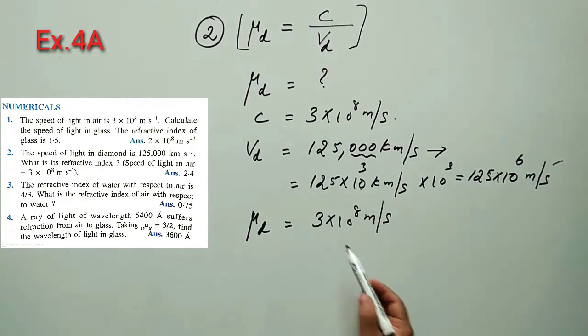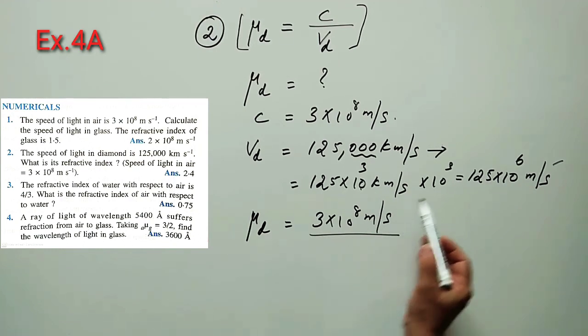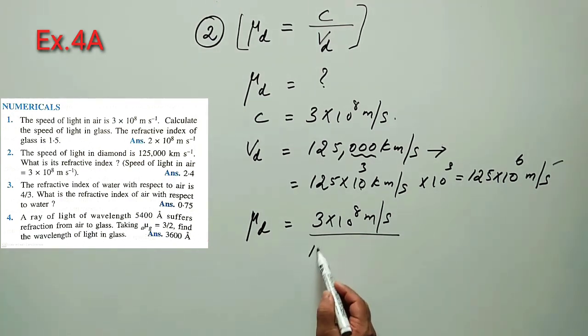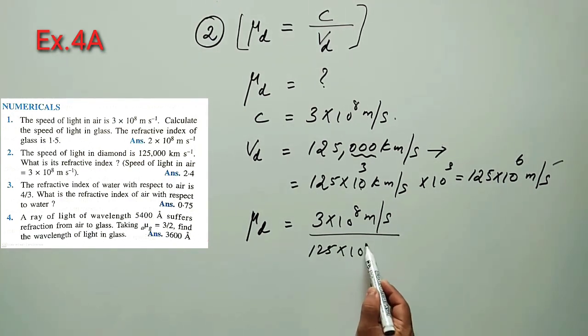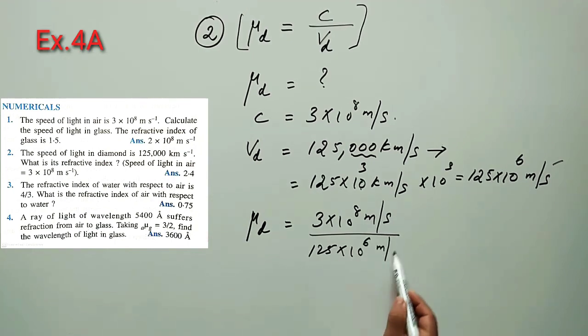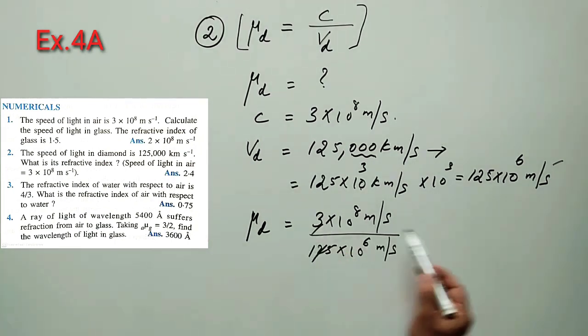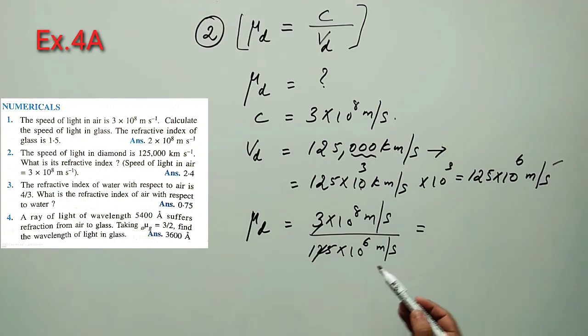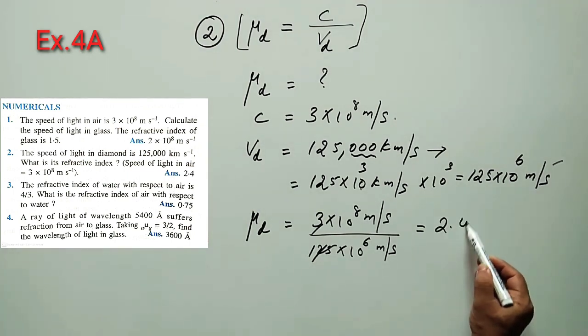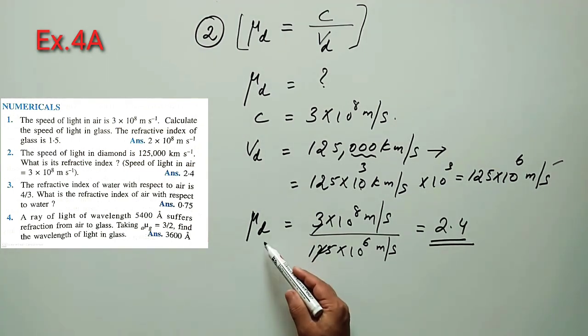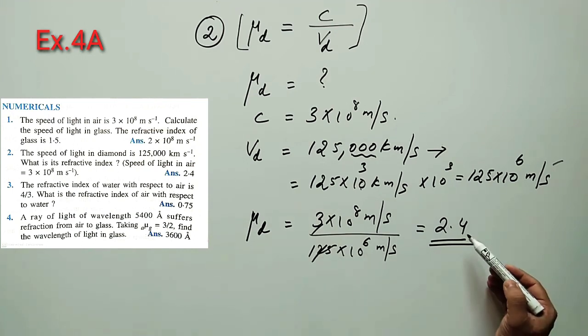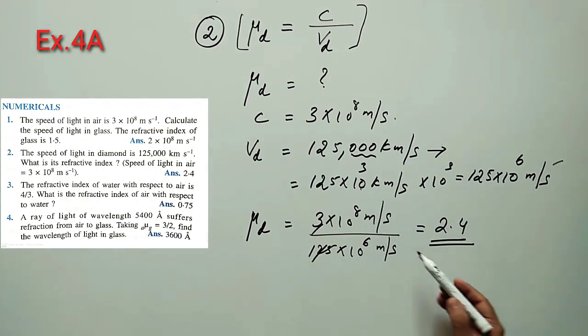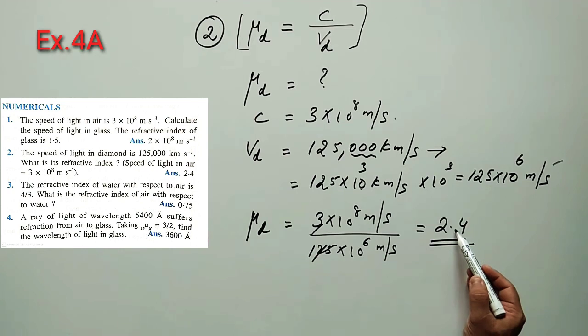That's the speed of light in air divided by speed of light in the given medium, that is 125 into 10 to the power 6 meter per second. On solving it, we get it as 2.4. Remember that refractive index has no unit, it's a pure ratio. So the refractive index of the diamond is 2.4. Clear? Steps are clear to you?